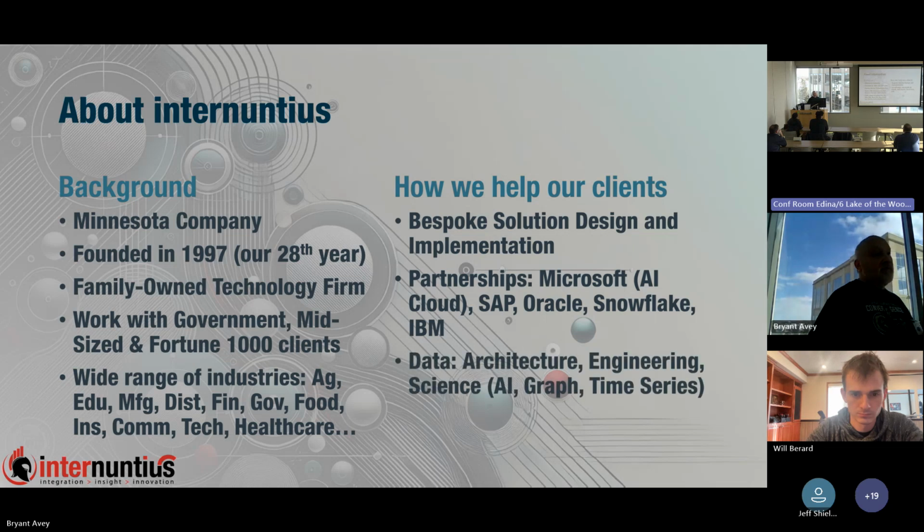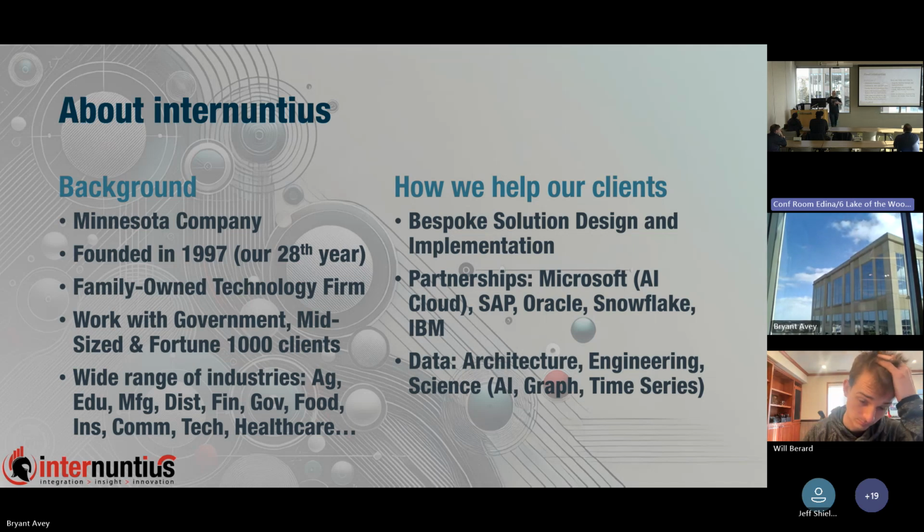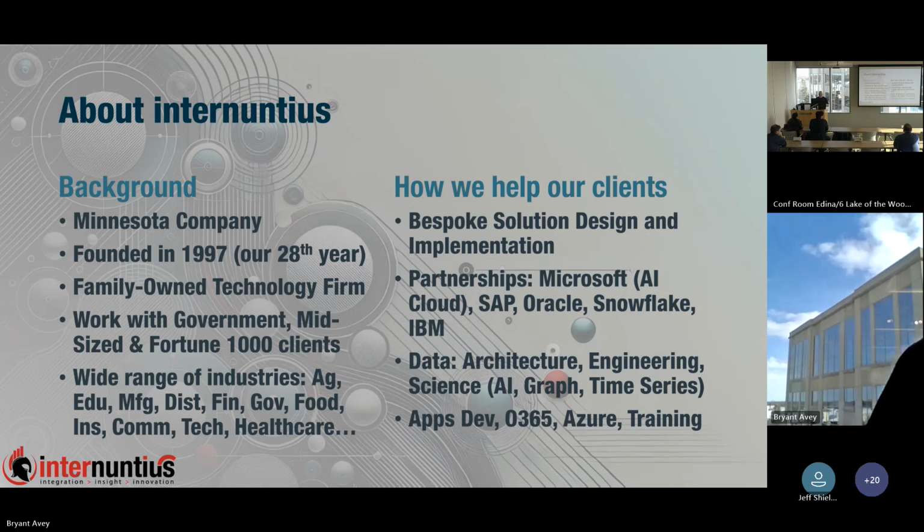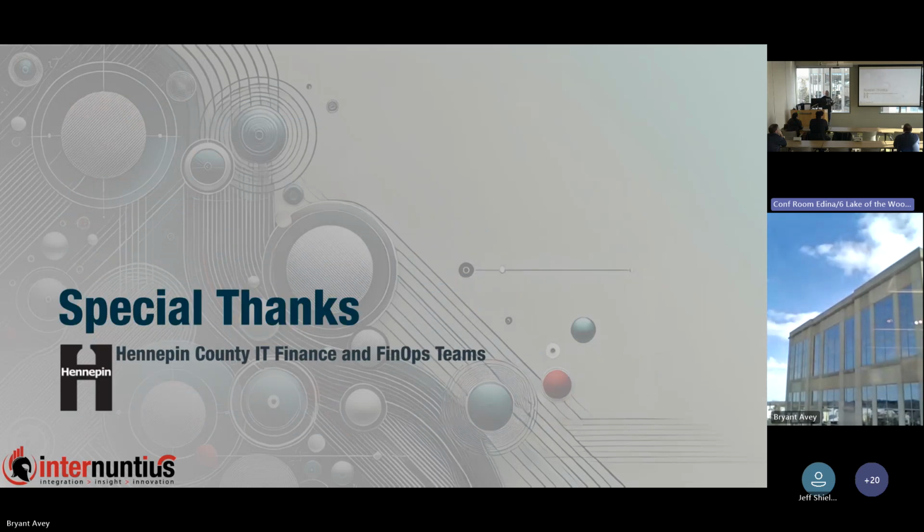We primarily focus on all things data. So we do data architecture, data engineering, and data science. In the data science area, we do a lot in the way of machine learning, algorithms, and forecasting, some of which you'll see today. We also do things in the graph database world, Neo4j, TigerGraph, and in time series data, such as TimescaleDB and things of that nature. And then we build applications, so we do a lot of web apps.